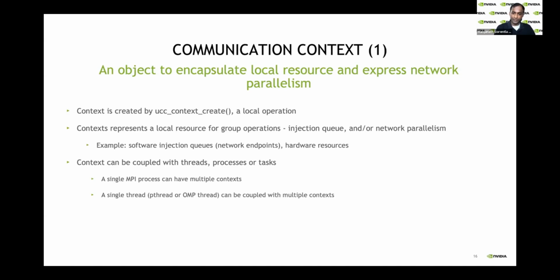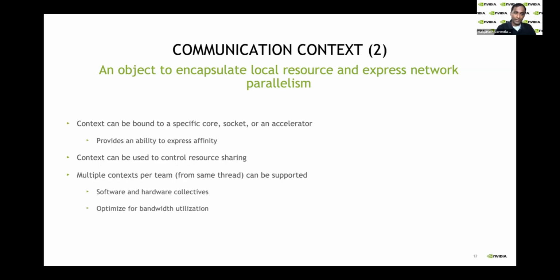So the network resources can be something like parallelism on the network card, or just an injection queue. This API gives you flexibility to design in a certain way, right? You can couple this communication context to a thread, which is what you typically end up doing, or it could be threads or a task. You can couple it.